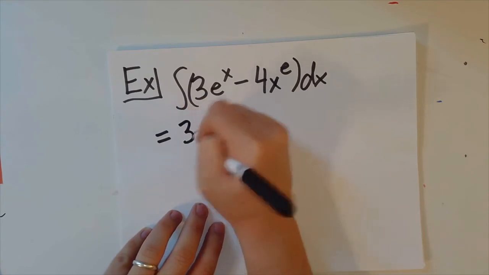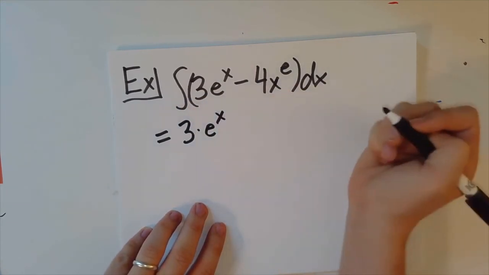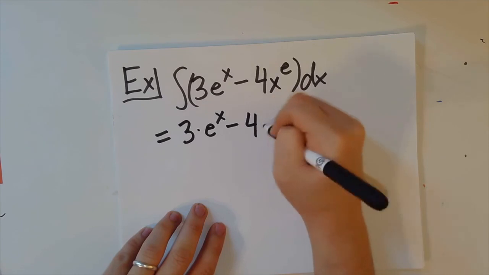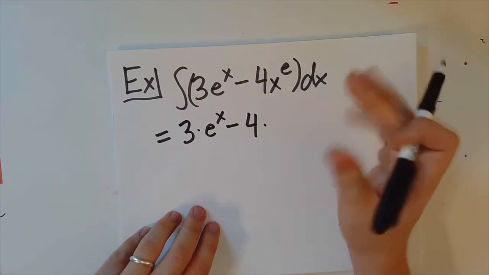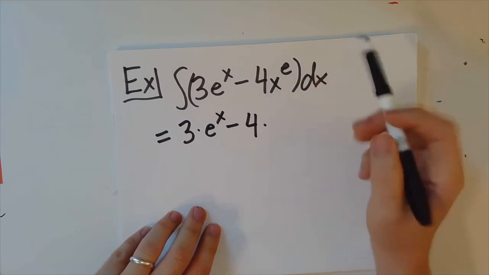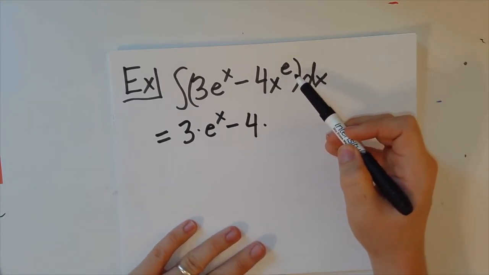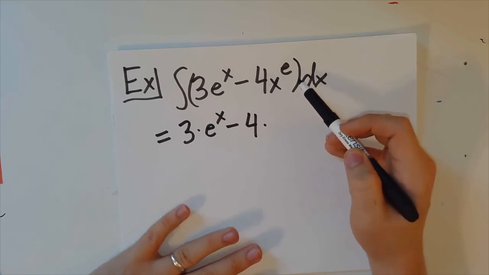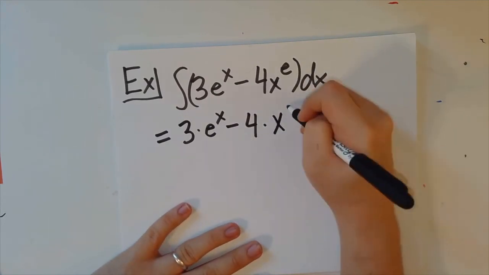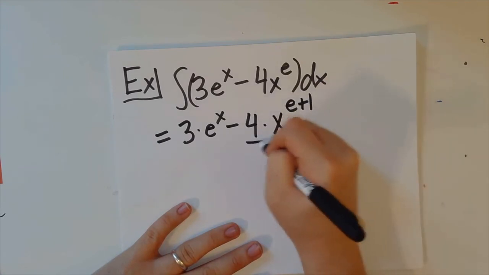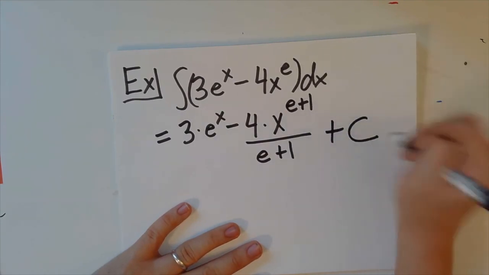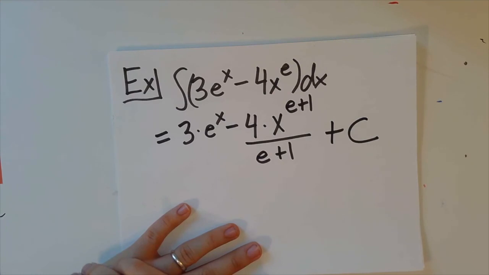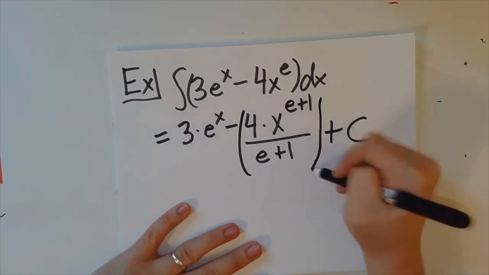So this is 3 times e to the x minus 4 times... Yeah, but then I have to think, how am I going to do the integral of x to the e? But x to the e is just a power, so this I can use the power rule for, which means that this is going to be x to the e plus 1, all divided by e plus 1. And then I can't forget my plus c, but I don't think I can really write this more simply than that.